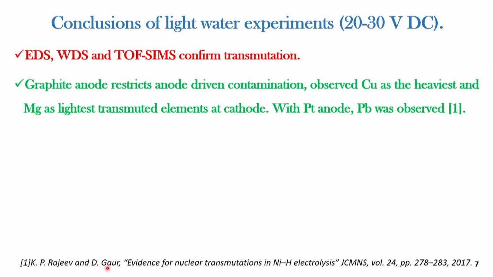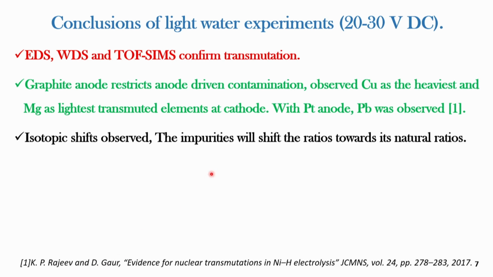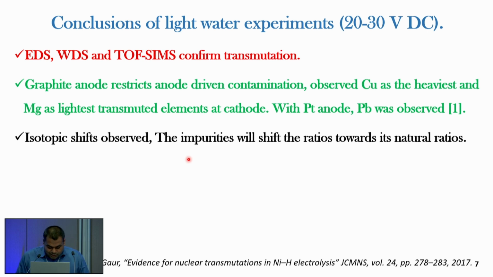He's my thesis supervisor. And so we did some isotopic measurements, and we found isotopic shifts. A very good logic why these foreign elements that have been observed on the cathode could not be impurity is that even if it would have been an impurity, the impurity would have shifted the ratios towards their natural values.